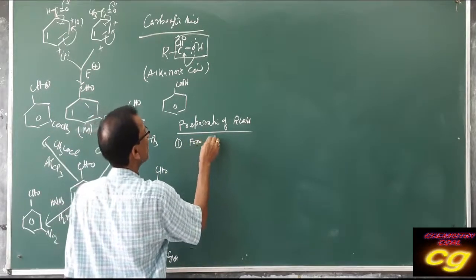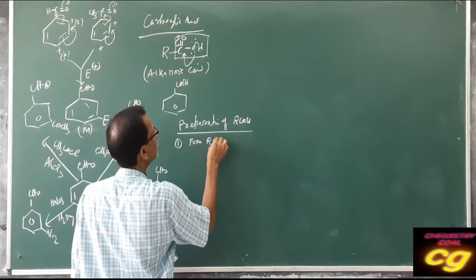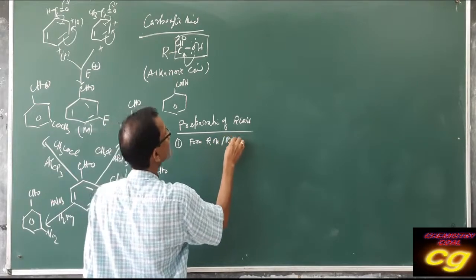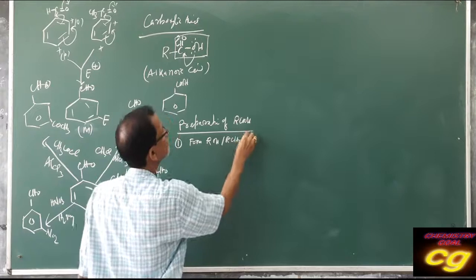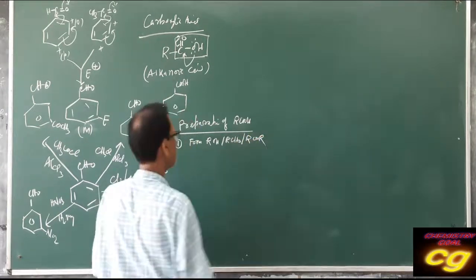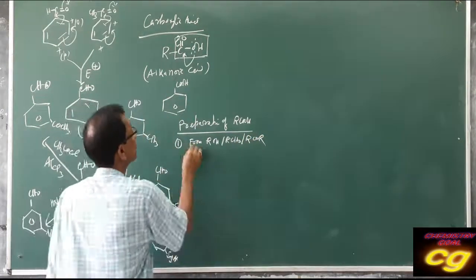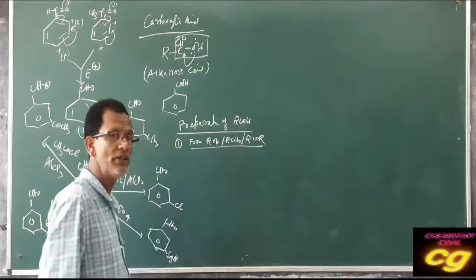From alcohol, from aldehyde, from ketone, we can prepare carboxylic acid. But the only method is the oxidation method.